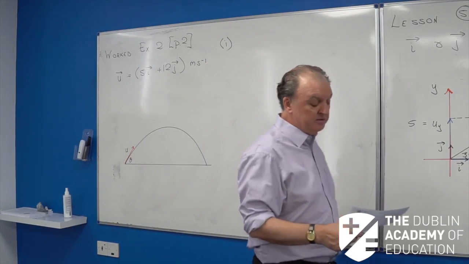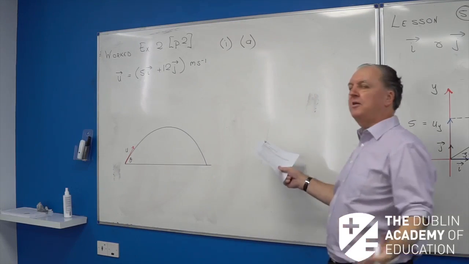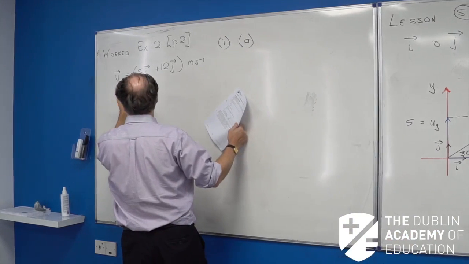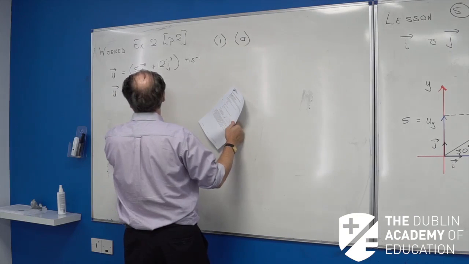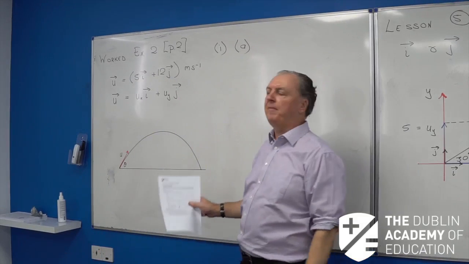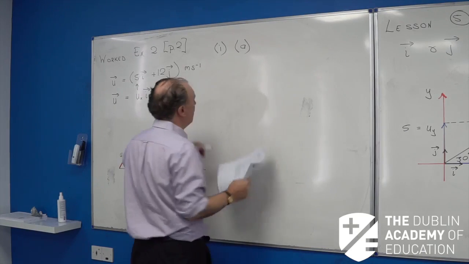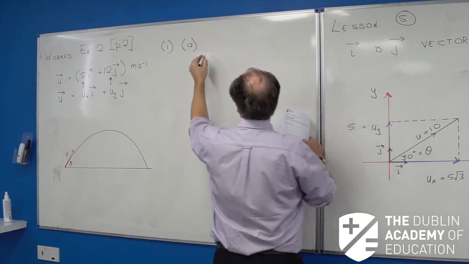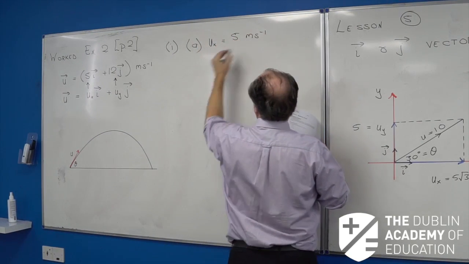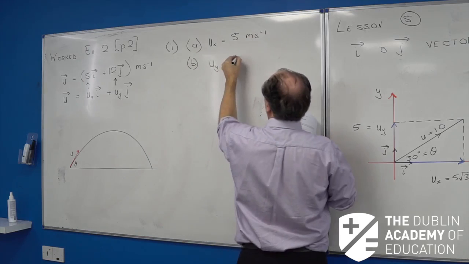Find part A, ux. Well, you know immediately, in general, u can be written as ux i vectors plus uy j vectors. You can see exactly what's going on there. You can see the X component is 5, and you can see the Y component is 12. So ux is equal to 5 meters per second. And in part B, uy is equal to 12 meters per second.